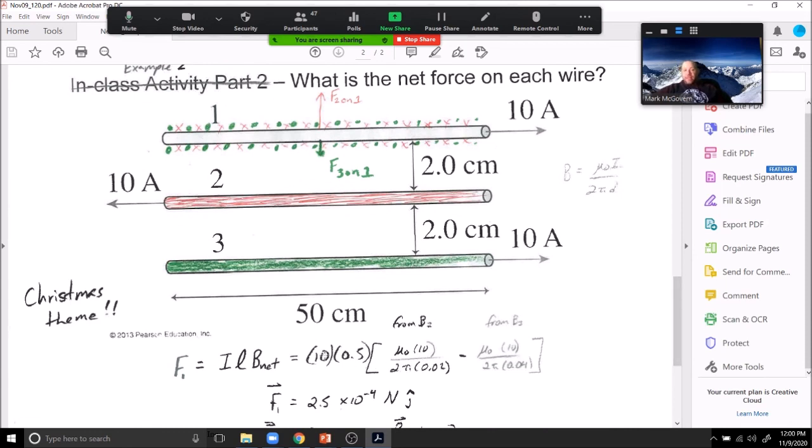My current's 10. That's the current in the wire of interest. The length that I'm considering is 50 centimeters, so 0.5. And then I have two different expressions here: the magnetic field due to wire 2 and the magnetic field due to wire 3. I have a negative here because I've identified in my initial setup that this force is downward. I'm calling down negative. You put in all your numbers here and we get 2.5 times 10 to the minus 4 newtons.